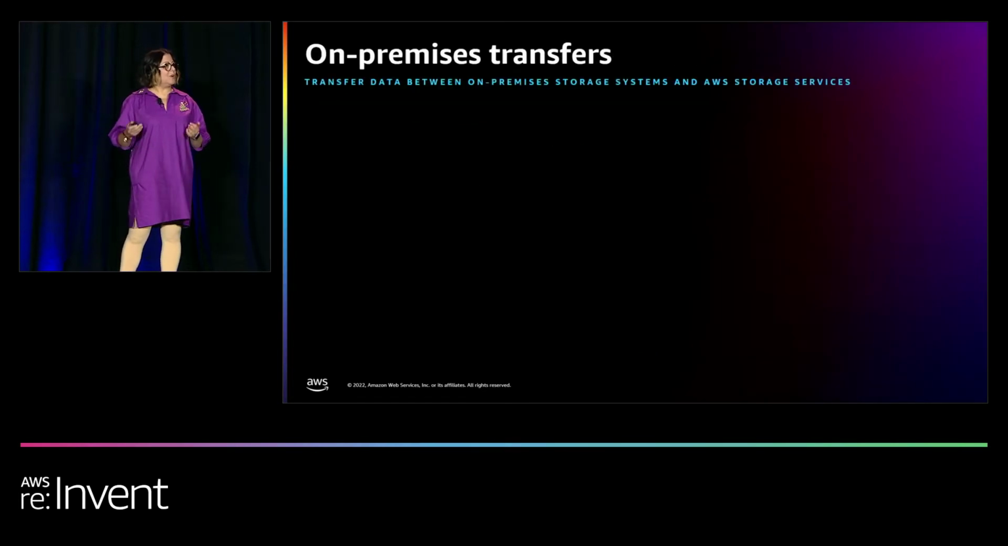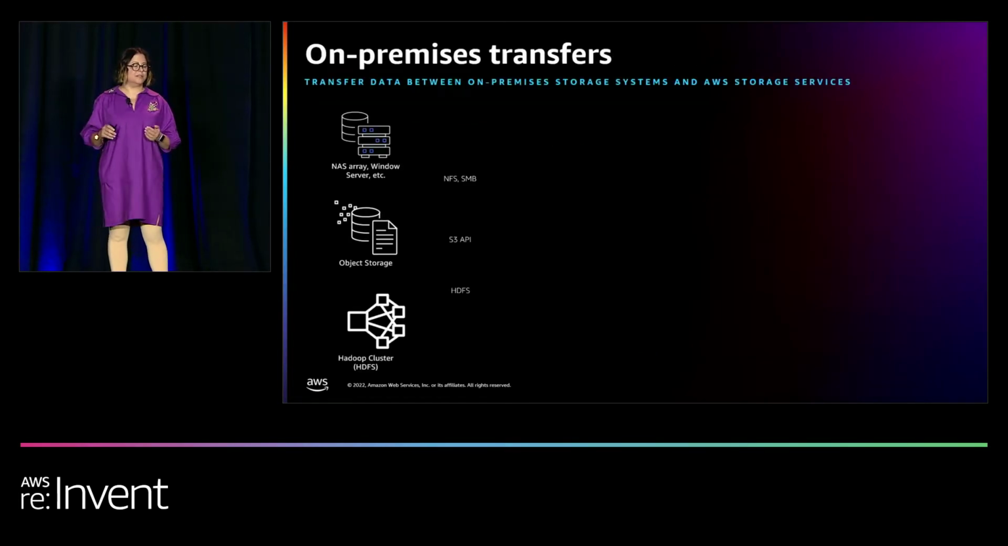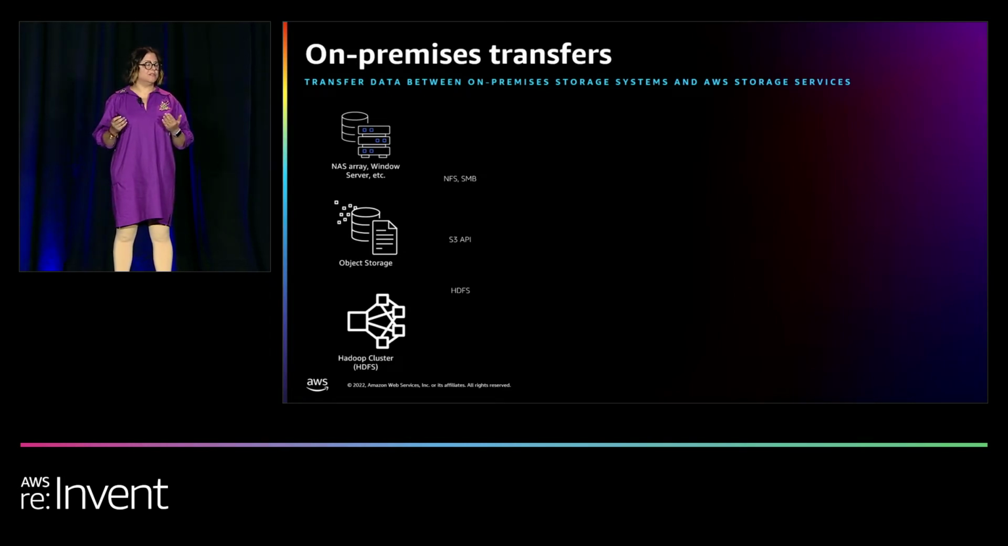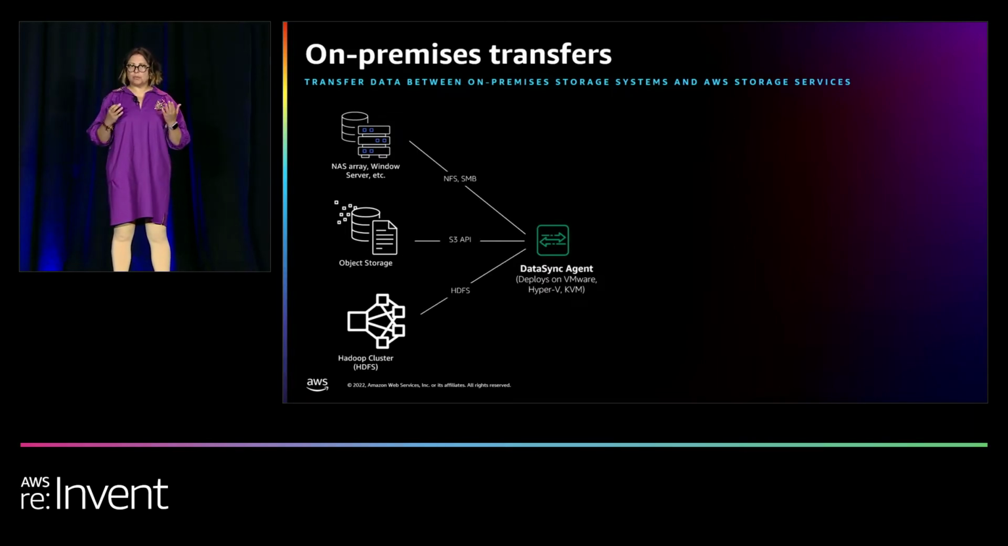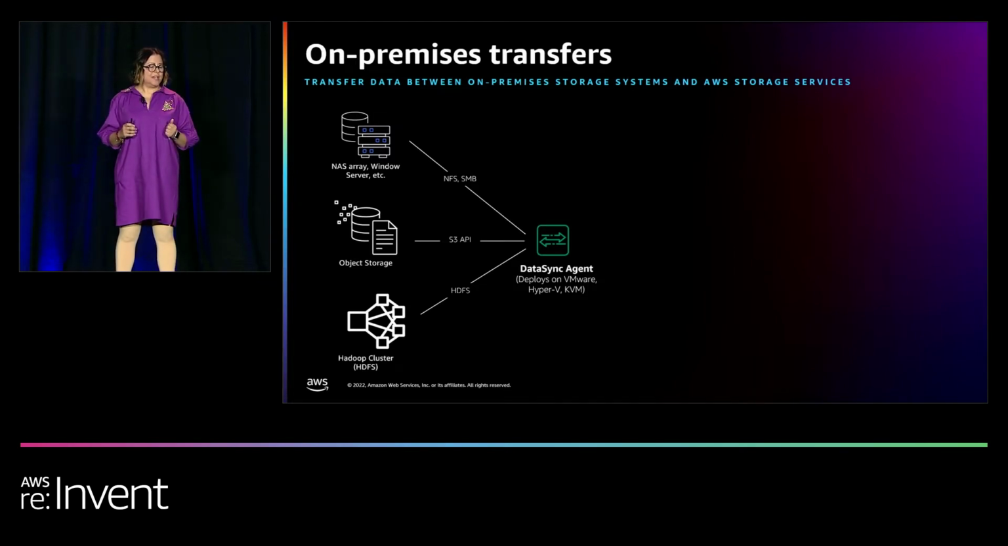So now let's go back to dive deeper into how you can use AWS DataSync to migrate your data from on-premises to AWS. And we already talked about NFS or SMB file shares, about object stores that support the S3 API, or Hadoop clusters that you need to move data from on-premises to AWS. So in that case, you need to deploy an agent.